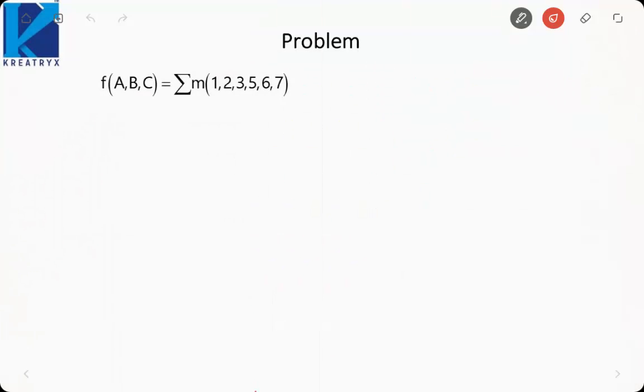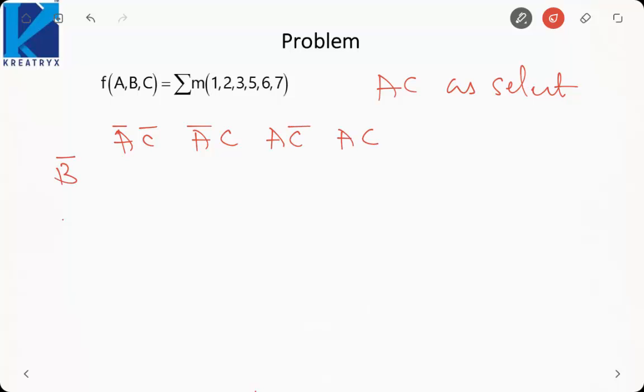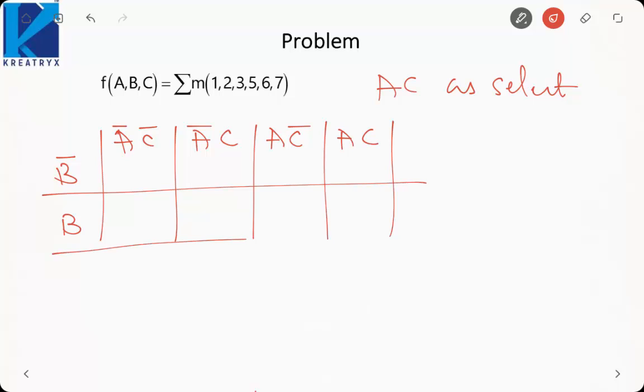Now let us take the last combination, in which we will take AC as select line. So if we take AC, A bar, C bar, A bar, C, A, C bar and AC, here it will be B bar and B. Now for A bar, B bar, C bar, it will be 0. A bar, B bar, C, it will be 1. A, B bar, C bar, it will be 4. Then A, B bar, C, it will be 5. Then A bar, C bar, B, it will be 2. A bar, B, C, it will be 3.